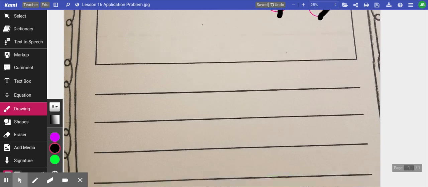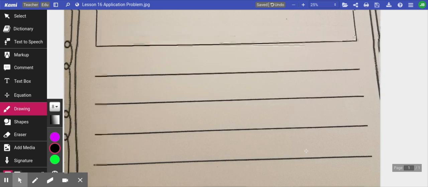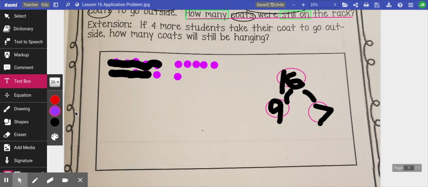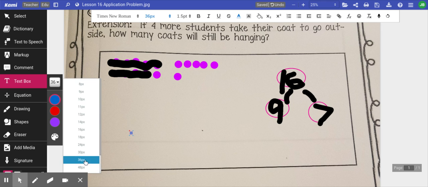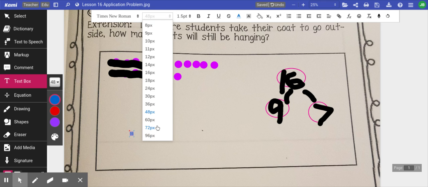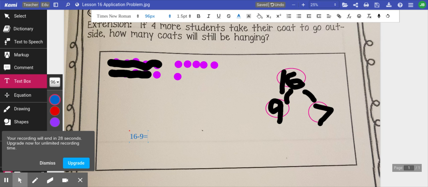Okay, so I did my drawing. Now I'm going to go to my writing. I can write a number sentence. That's a sentence with numbers. Let's do the text box for that one. So I had 16. Oh, let's make that bigger so you can see it. 48. Oh, that's still pretty small. Maybe that will work. Okay, so 16 minus the 9 they took equaled 7.